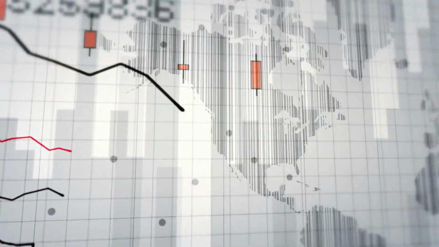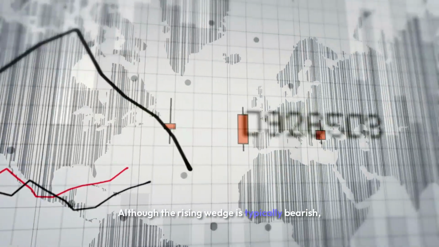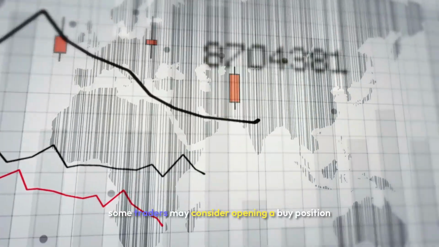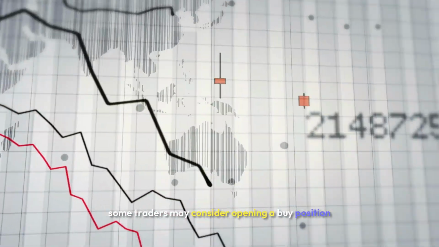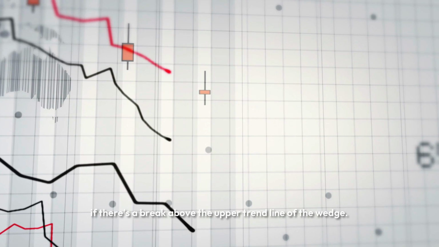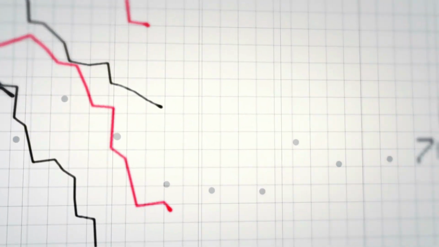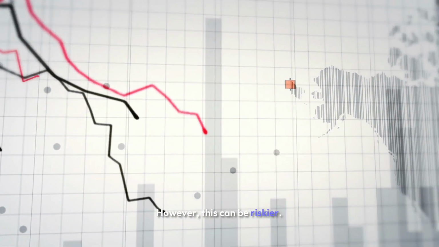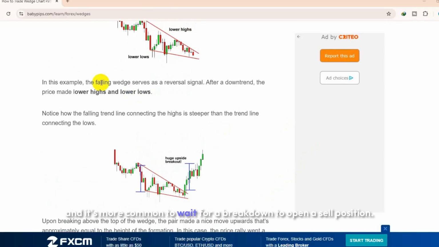Buy entry. Although the rising wedge is typically bearish, some traders may consider opening a buy position if there's a break above the upper trend line of the wedge. However, this can be riskier, and it's more common to wait for a breakdown to open a sell position.